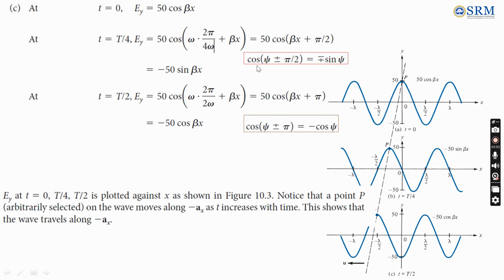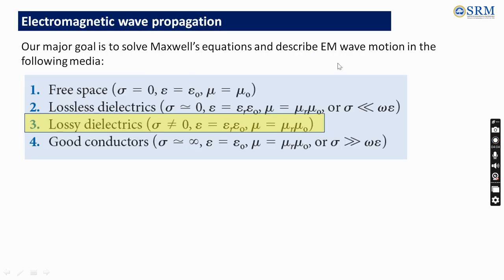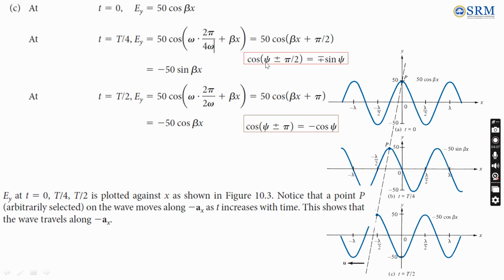We know one geometry identity: cos of phi plus pi by 2 is minus sine phi, and cos of phi minus pi by 2 is plus sine phi. Here it is positive, so I should get negative sine beta x. We can see from this graph it's a sinusoidal function, and seeing the amplitude, it is negative.